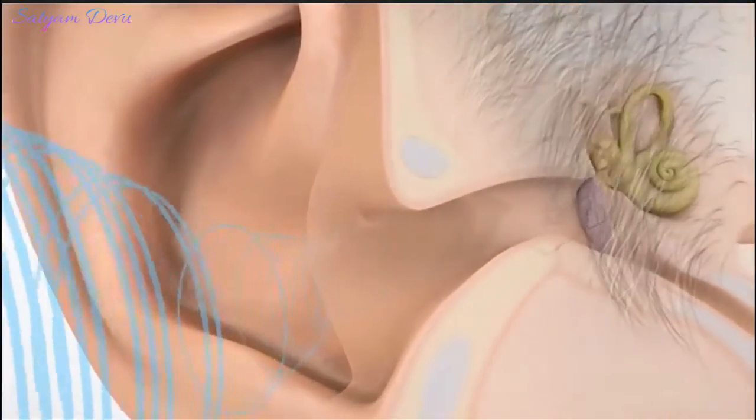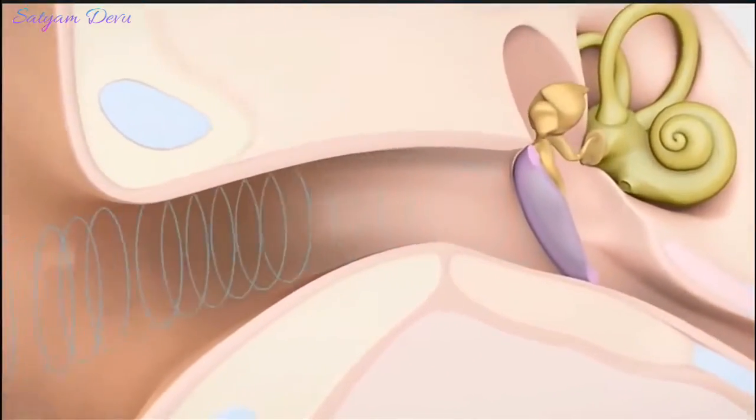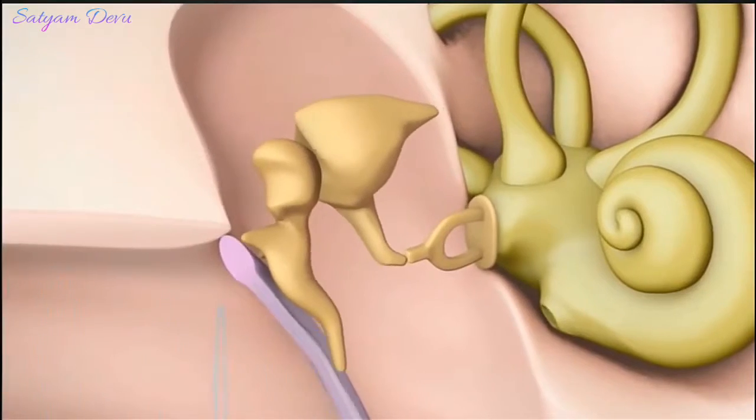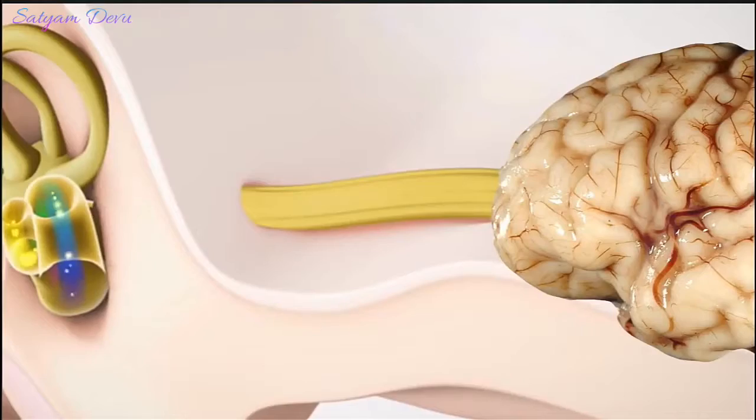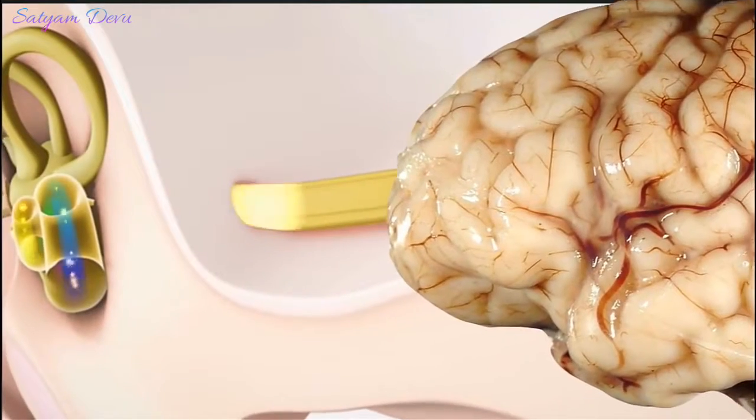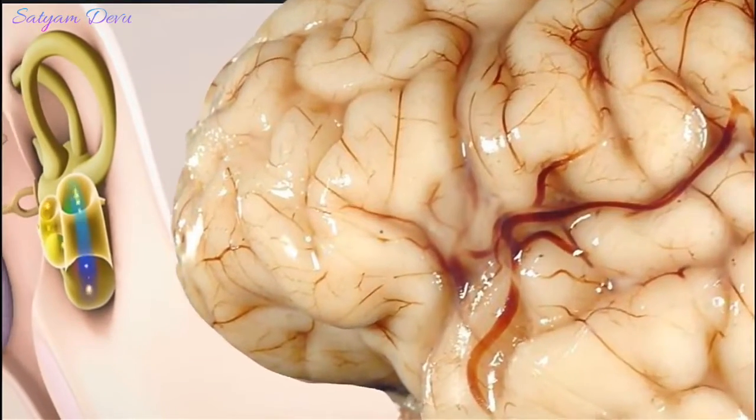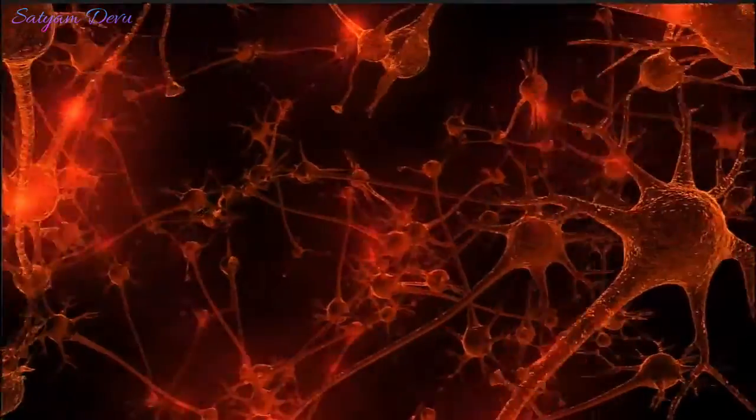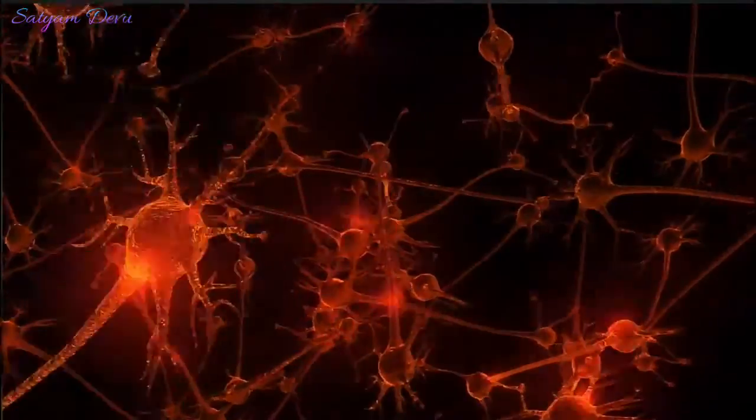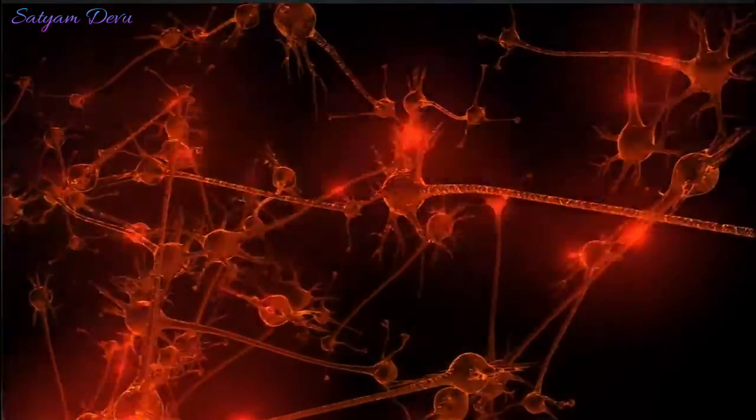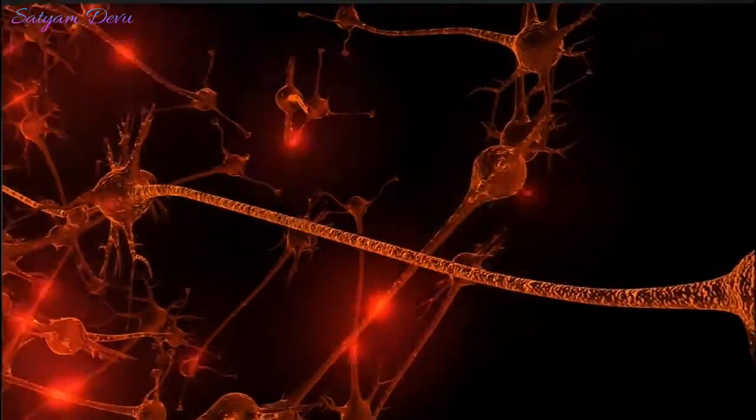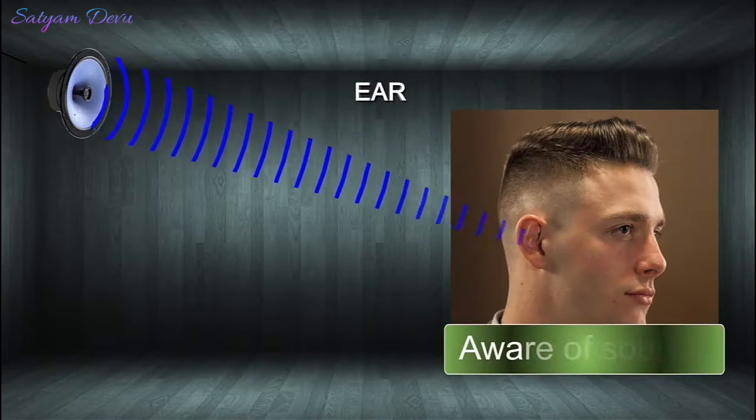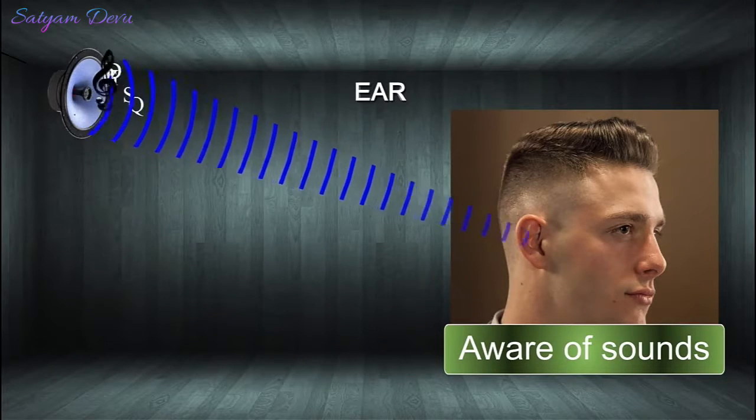What happens to the sound that enters our ears? Sound waves in the air are transmitted as vibrations into the ear. These physical vibrations are detected and converted into electrical signals. Then, the nerves carry these electrical signals to the brain, where they are interpreted. The interpreted messages allow us to become aware of sounds such as speech and music.